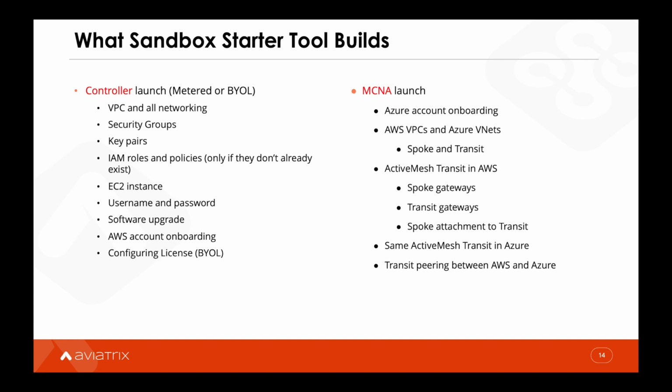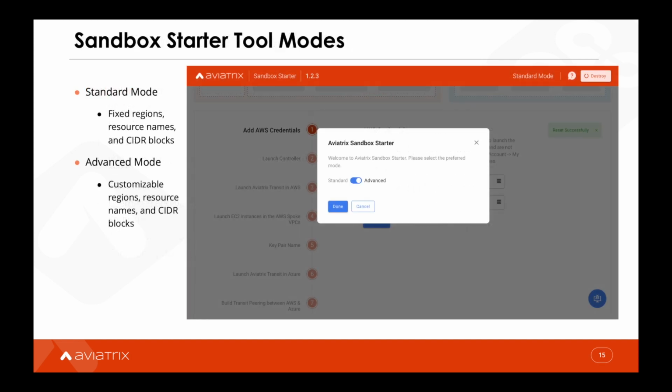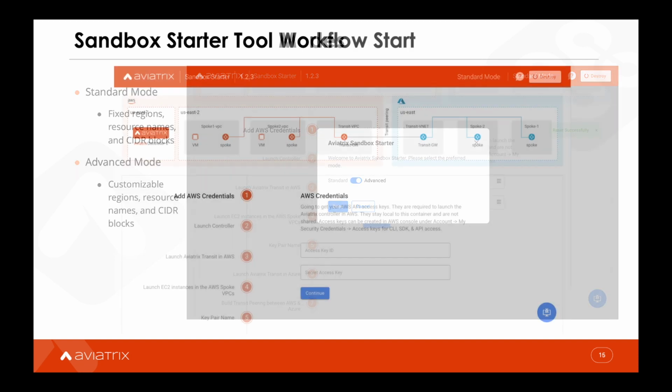If you choose to additionally build in Azure, it will create 1 transit VNet and 2 spoke VNets. And in each VNet, there is an Aviatrix gateway, and there are tunnels attaching the spoke gateways to the transit gateway. You also have the choice of peering the 2 transits. Now, there are 2 modes to Sandbox Starter Tool, Standard and Advanced. In Standard, the regions, resource names, and CIDR blocks are all picked for you. In the Advanced mode, you can customize any of those.